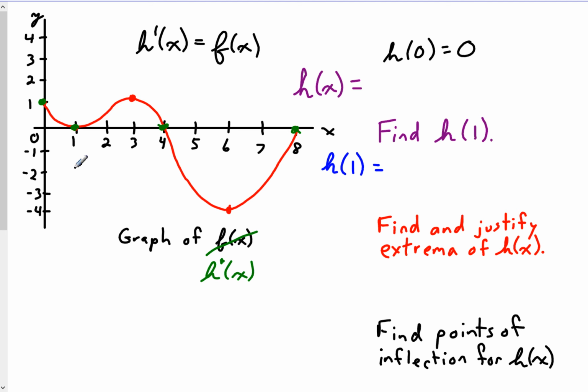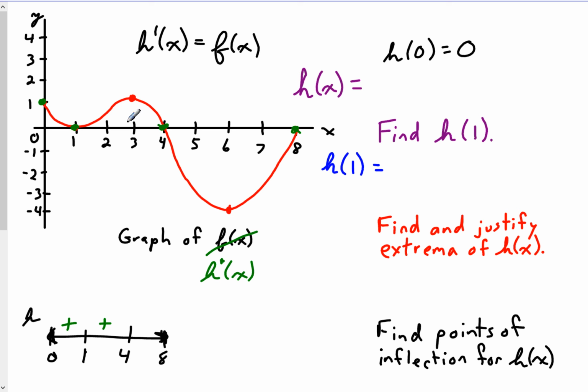If we look at critical points first, at x equals 1, h prime does not change signs. H prime is positive on both sides. So if I'm thinking in terms of a sign chart for h prime, it doesn't go on forever, it goes from 0 to 8. At 1, h prime is positive to the left and positive to the right, so there is no extreme value at x equals 1 for h.